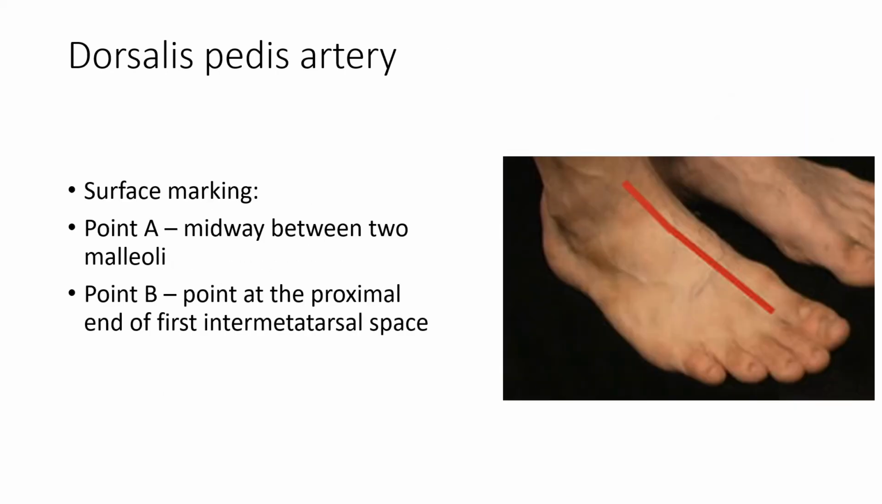Now let us look at the surface marking for the dorsalis pedis artery. Mark a point midway between the medial and lateral malleoli, and then a point at the proximal end of the first intermetatarsal space, and join the 2 points by a line. That marks the dorsalis pedis artery.